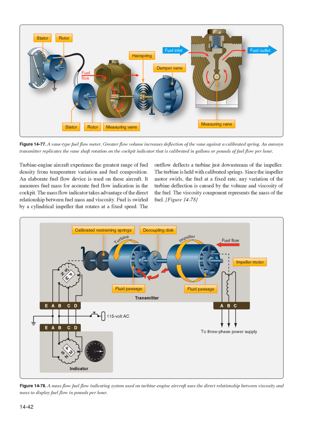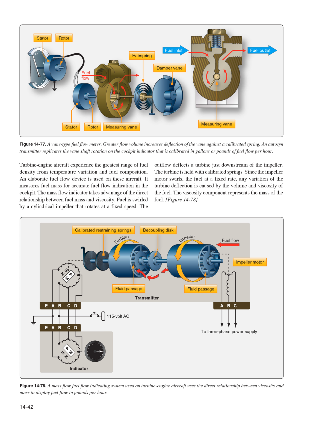Fuel is swirled by a cylindrical impeller that rotates at a fixed speed. The outflow deflects a turbine just downstream of the impeller. The turbine is held with calibrated springs. Since the impeller motor swirls the fuel at a fixed rate, any variation of the turbine deflection is caused by the volume and viscosity of the fuel. The viscosity component represents the mass of the fuel.